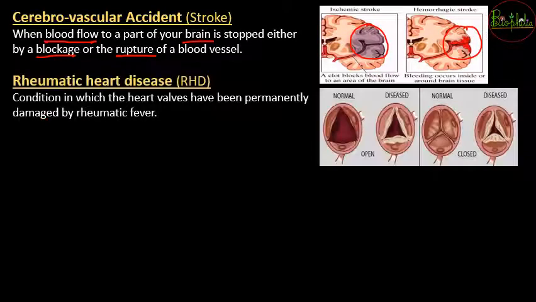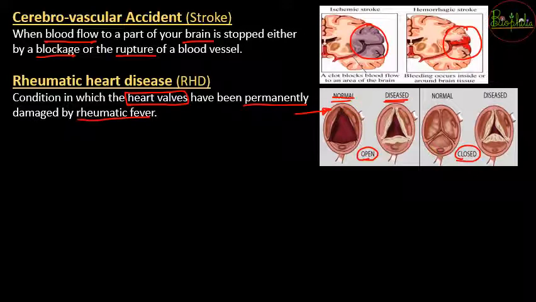नेक्स्ट कंडीशन होता है दैट इज रूमेटिक हार्ट डिसीज. Rheumatic heart disease is going to be a condition wherein the heart valves are going to be permanently damaged. So this damage is going to be because of rheumatic fever. So अगर ये fever the person has, he can have the disease of rheumatic heart disease wherein the heart valves are going to be permanently damaged. So you can see in this adjacent photograph wherein you can compare the normal and the diseased condition for the open as well as closed condition for the valves.